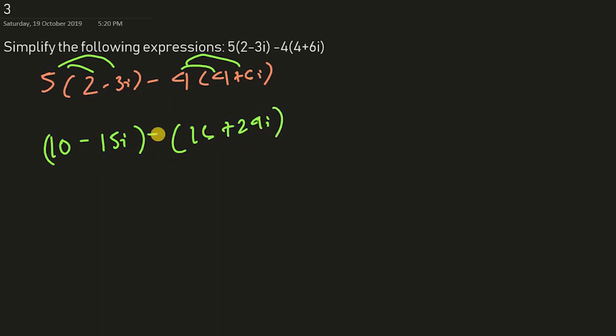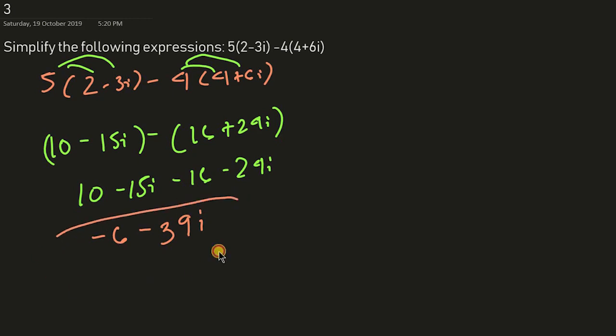Alright? So, i-distribute natin itong negative sign sa equation na to. So, that would be 10 minus 15i minus 16 minus 24i. So, now we can now solve for like terms. So, 10 minus 16 is negative 6. Negative 15 minus 24 is negative 39i.